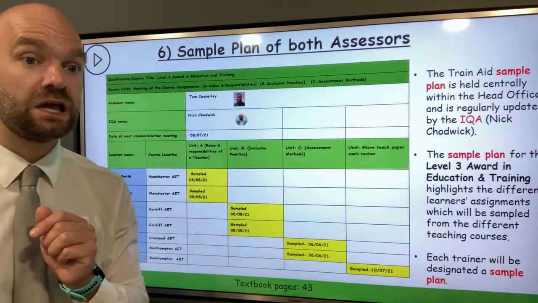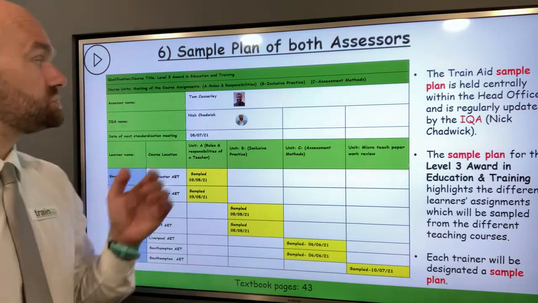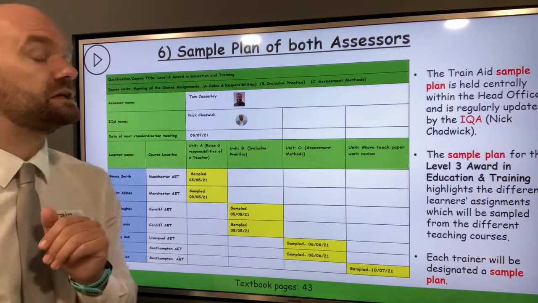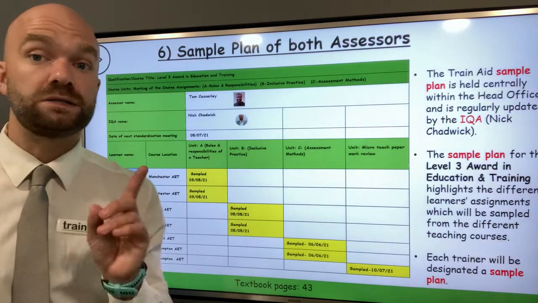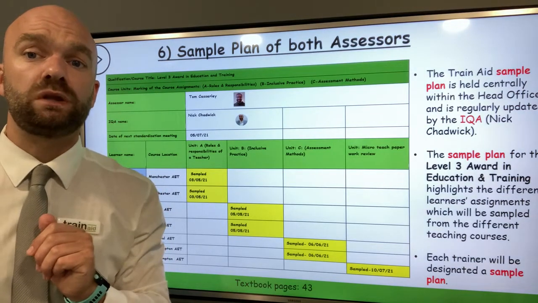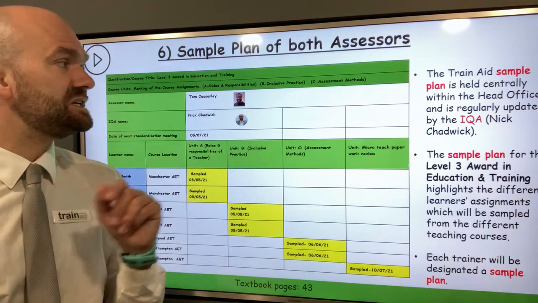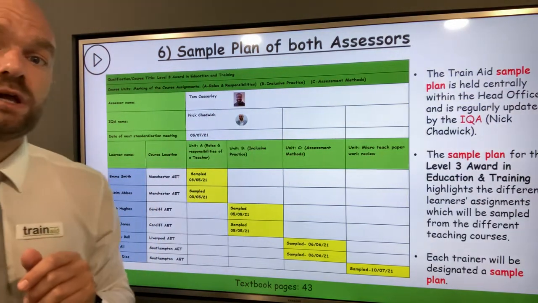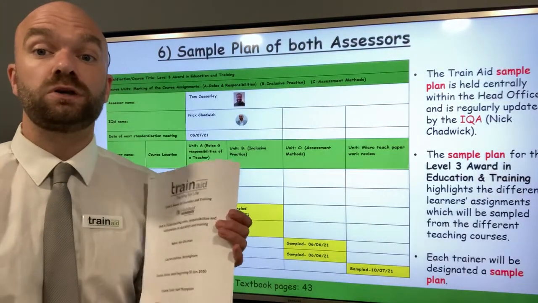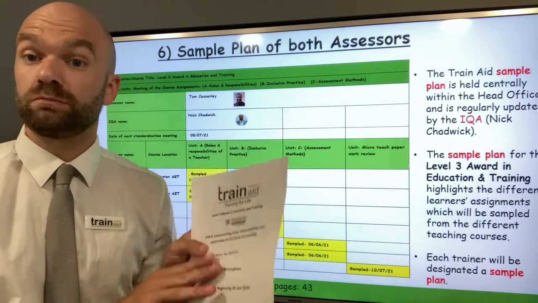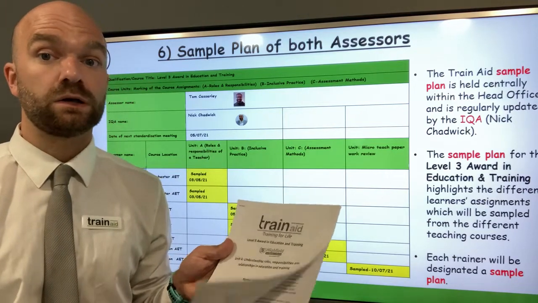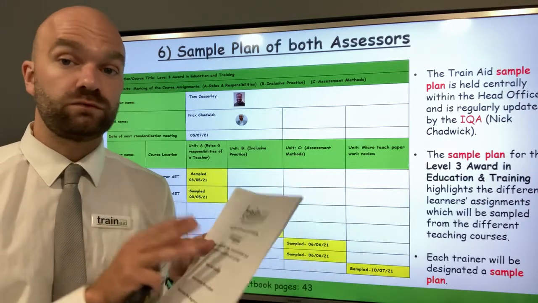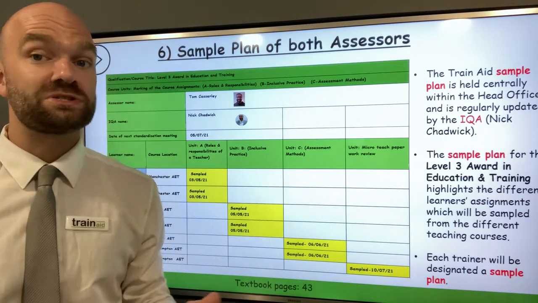In terms of an example, here is a sample plan for one of my assessors, Tom Casserly. The course that we are monitoring is the Level 3 Award in Education and Training, and we are looking at the assignments which have been marked by Tom. There are 3 course units: the roles and responsibilities of a teacher, inclusive practice, and also assessment methods. Myself as the IQA, I am going to be monitoring and reviewing Tom's marking of the learner work. As an IQA, I will receive Tom's marking, and I'm going to review the written feedback to each of the learners.